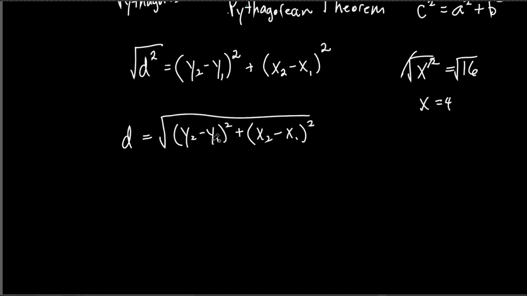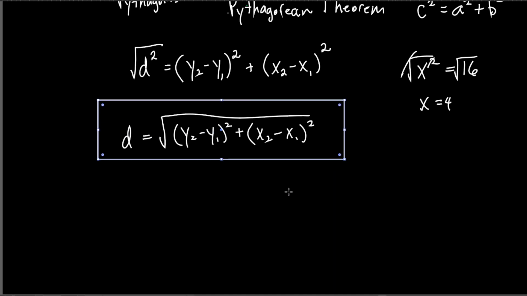Okay, why did I square them? Because I did a Pythagorean theorem. Why did I take the square root? Because I had to get rid of the squared over here with the d. Make sense? That's how we got this. So this right here is called the distance formula. So let's write that down. It's going to be used quite a bit. It's a very important formula.